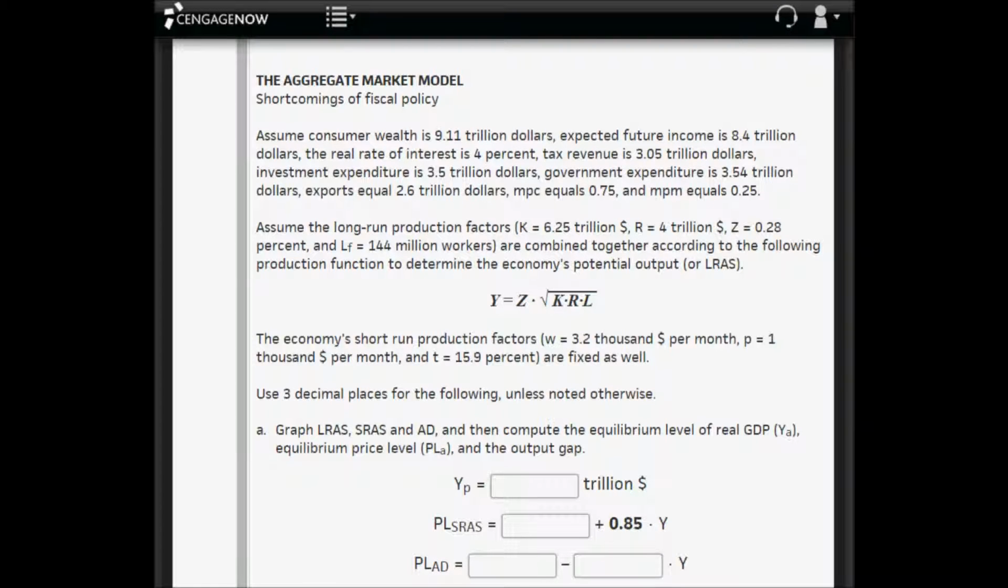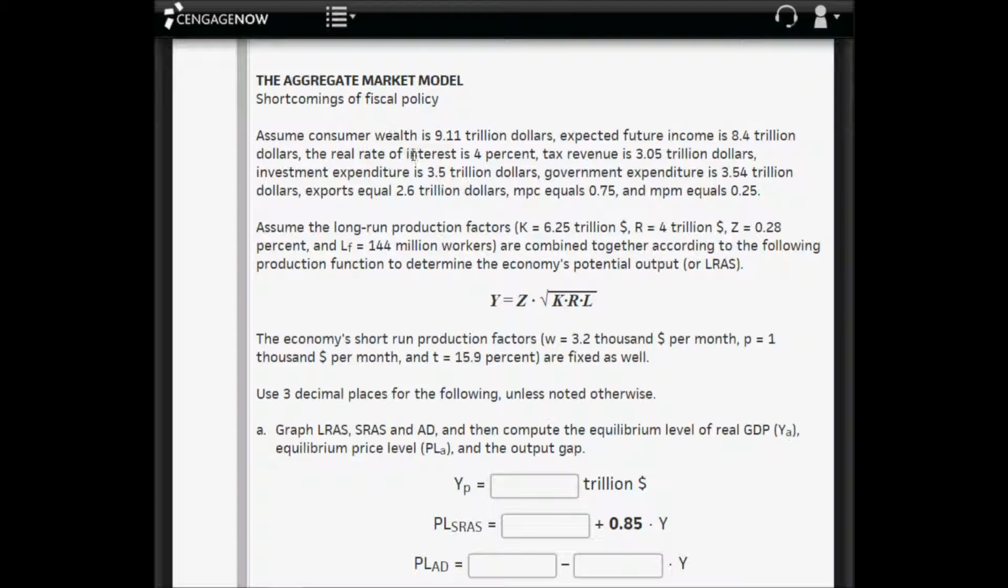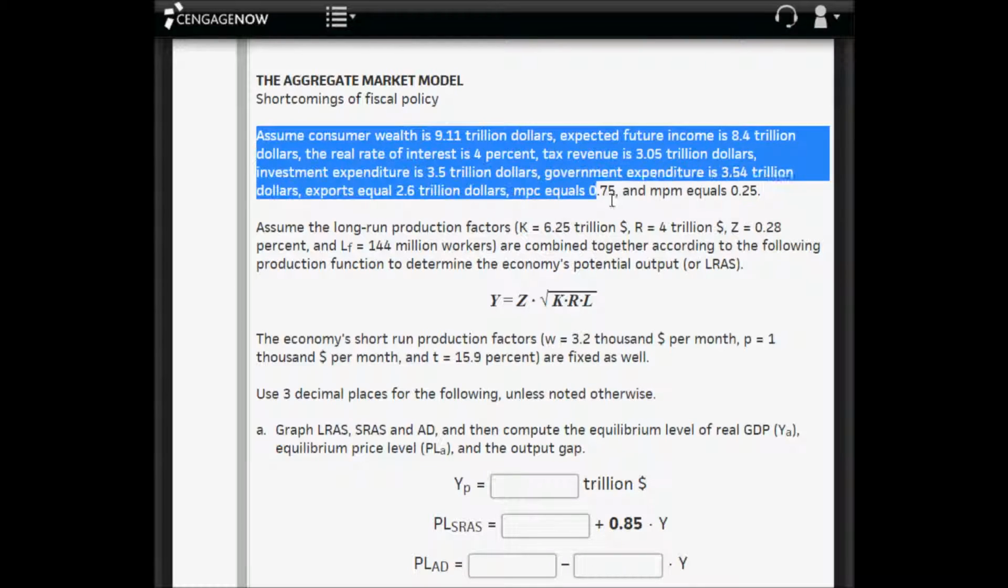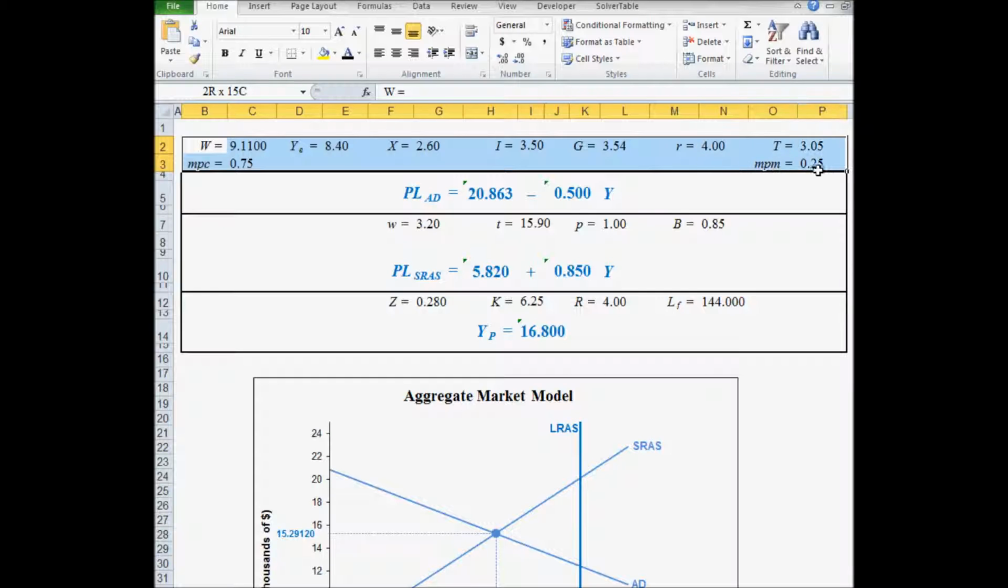In problem 6, we're going to use the aggregate market model 2 Excel simulation. We're going to download this and then open it up to complete problem 6, because we have many more assumptions to insert. So consumer wealth here is $9.11 trillion, expected future income is 8.4, and so on. NPC is 0.75, the NPM is 0.25. And these aggregate demand parameters have already been populated in this Excel simulation here.